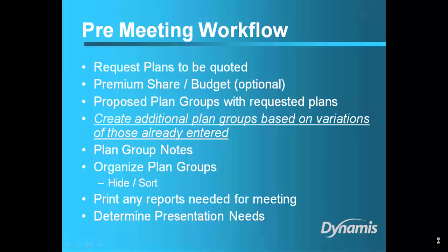The next step is somebody building out proposed plan groups with these requested plans. So we've said get these plans from Aetna, these plans from Blue Cross. Now we've got to build out, in addition to the current and renewal, any of the proposed options from the incumbent carrier and any other carriers.